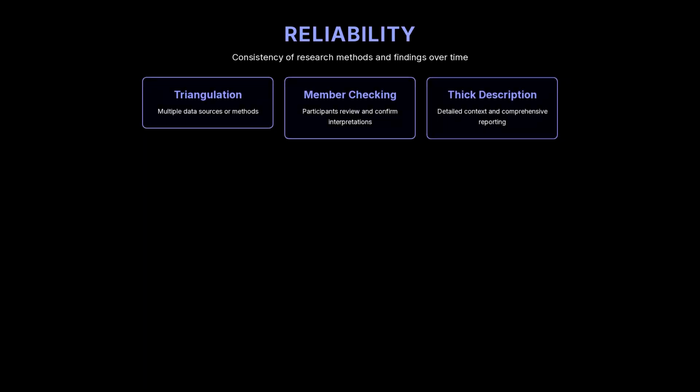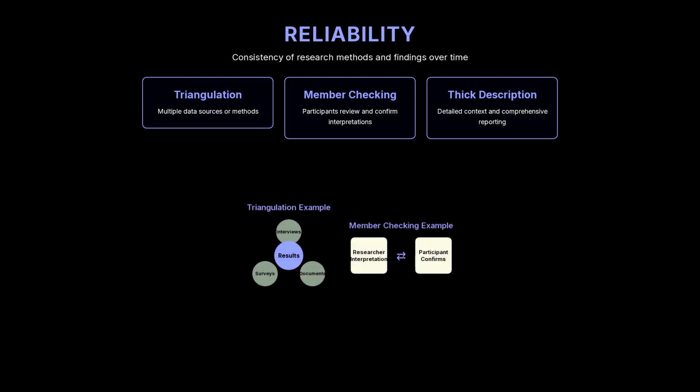Techniques like triangulation, member checking, and thick description can help enhance both validity and reliability. For instance, triangulation involves using multiple data sources or methods to cross-verify results, while member checking allows participants to review and confirm the accuracy of your interpretations.